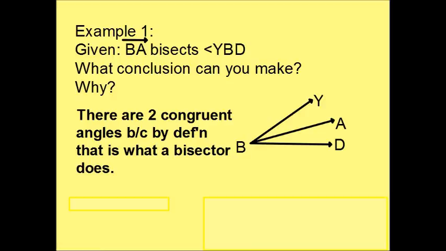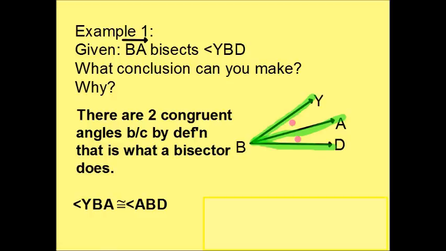Now, for those of us that are visual learners, let's copy down our drawing here. We have our big angle, and I'm going to highlight that, angle YBD. And then we have our ray that's bisecting it. It's ray BA. Now that's creating two congruent angles. So where do we see them? Right here and right there. Those two congruent angles are angle YBA, which is congruent to angle ABD.